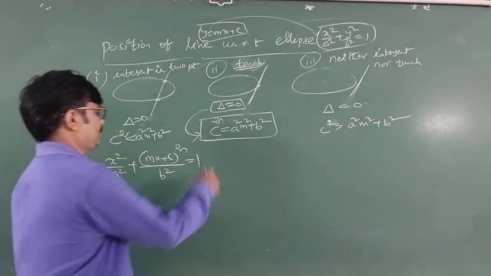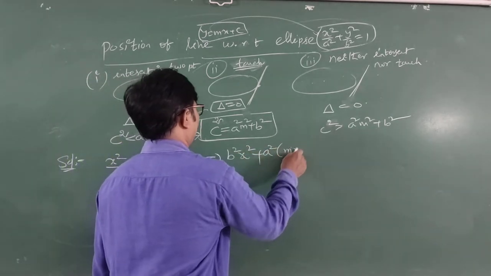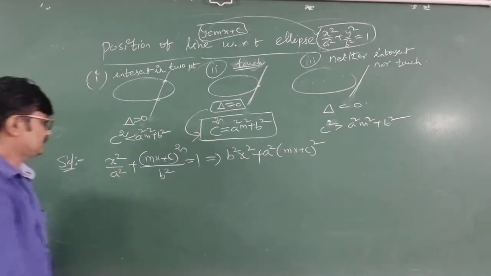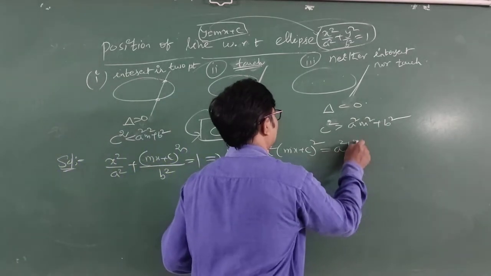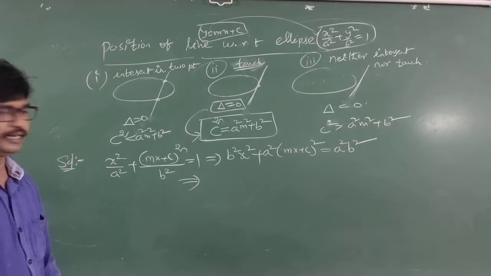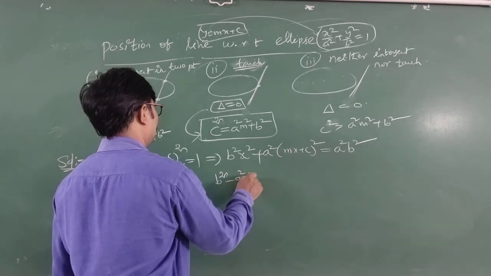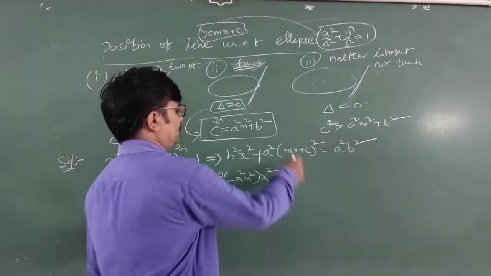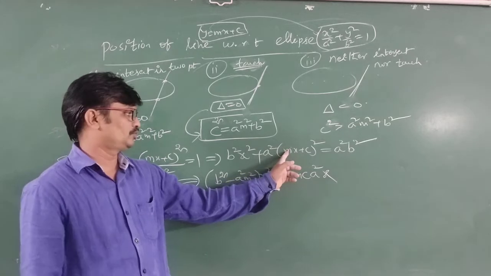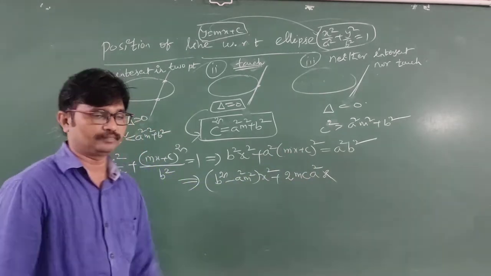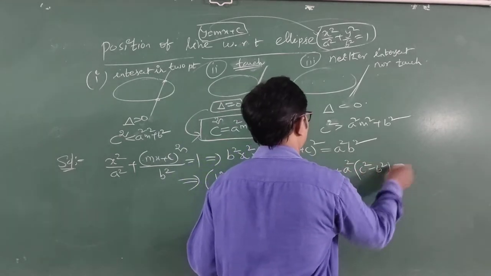Okay students, now the simplification. b²x² plus a²(mx + c)², and the a²b² goes to the other side. What we get here is (b² + a²m²)x² plus 2mca²x plus a²(c² − b²).